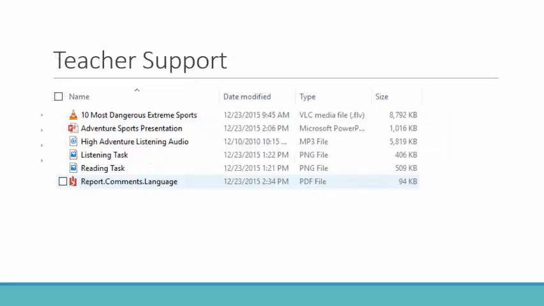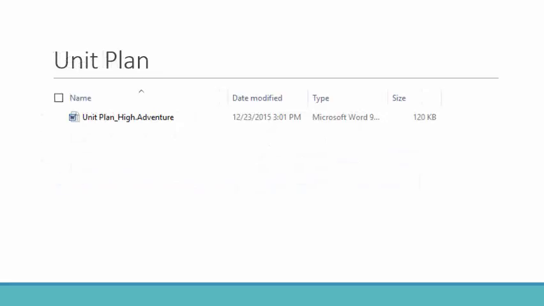I also include the teacher support folder to keep some references that I will use in this unit. Last but not least, the unit plan. It contains what I'm going to teach and my requirements for the students in this unit.